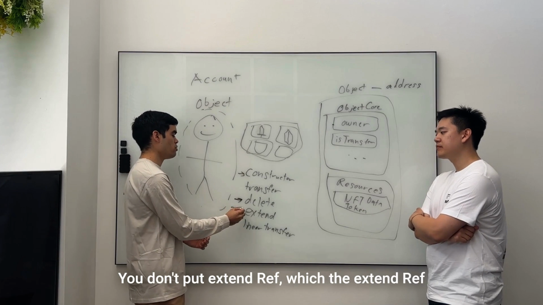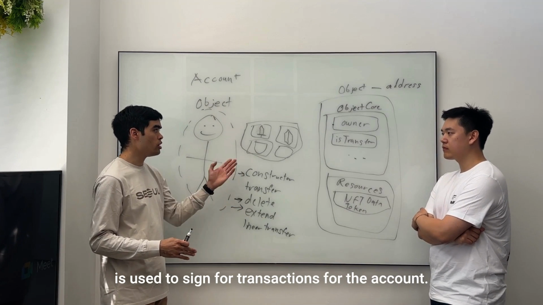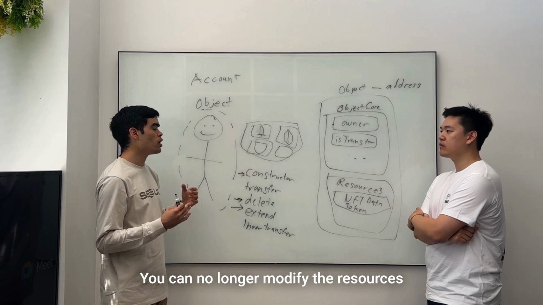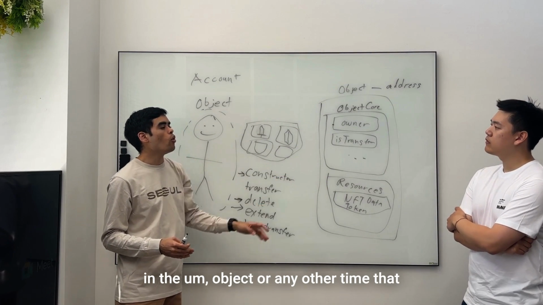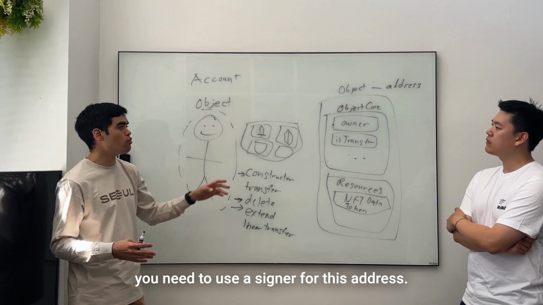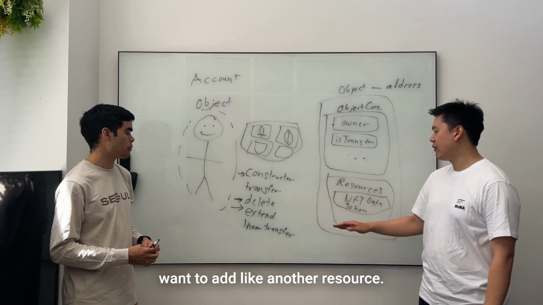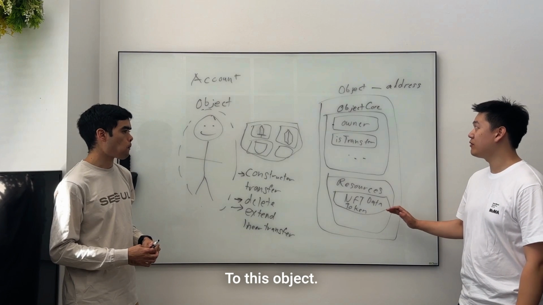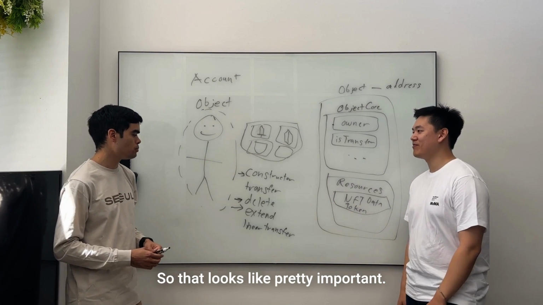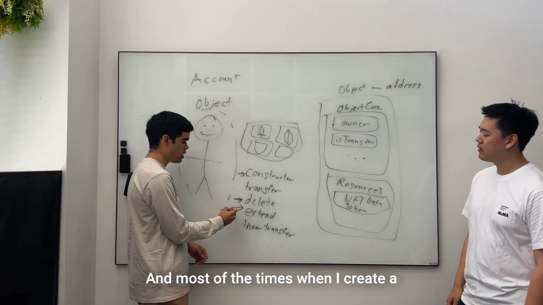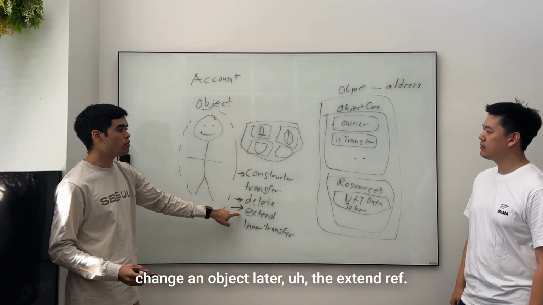If you don't put the extend ref, which is used to sign for transactions for the account, you can no longer modify the resources in the object, or any other time that you need to use a signer for this address, you can't get it. I see. So without the extend ref, if I want to add another resource to this object, I can't do that. Nope. Oh, okay. So that's pretty important, the extend ref. Yeah. And most of the times when I create a contract that I want to be able to extend or change an object later, I use the extend ref.